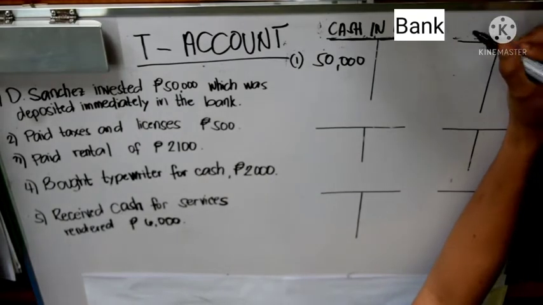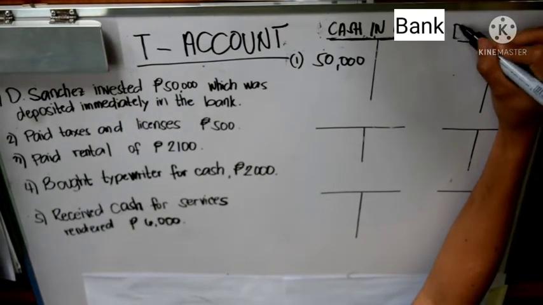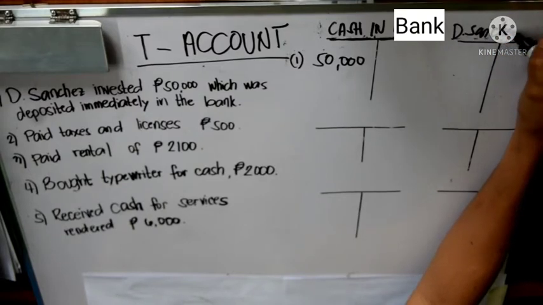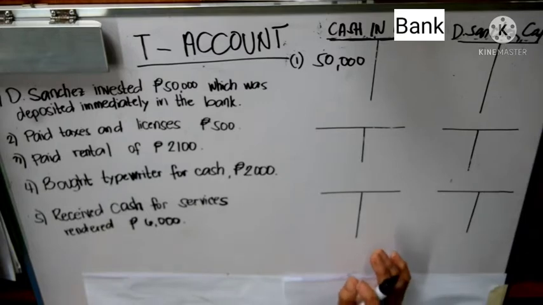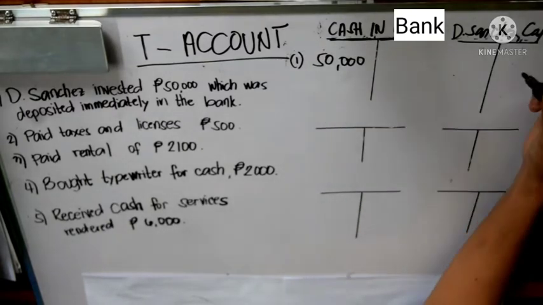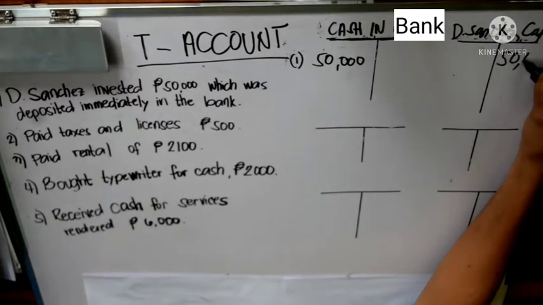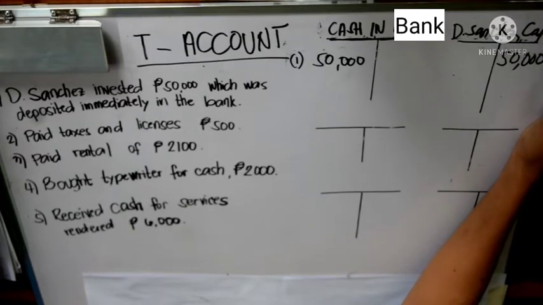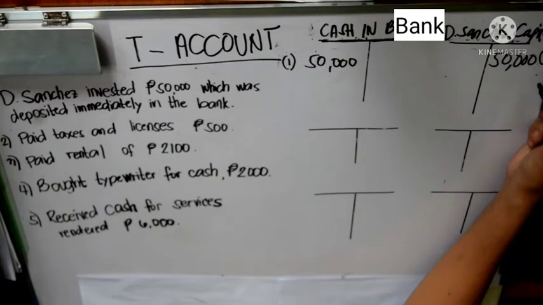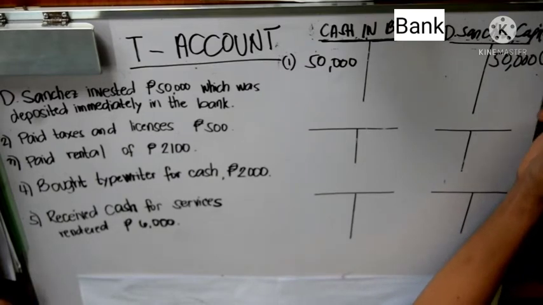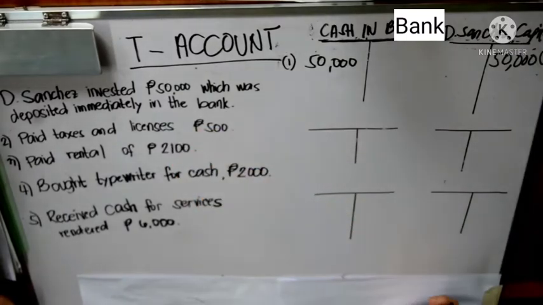So, we will make another T account for D. Sanchez Capital. So, sa bawat bagong account, dapat gagawa tayo ng panibagong T account also. Okay, so, we credit 50,000 pesos for the D. Sanchez Capital. So, again, we need to put a small number 1 figure beside the 50,000 pesos para alam natin na itong figure na to ay galing sa ating transaction number 1.